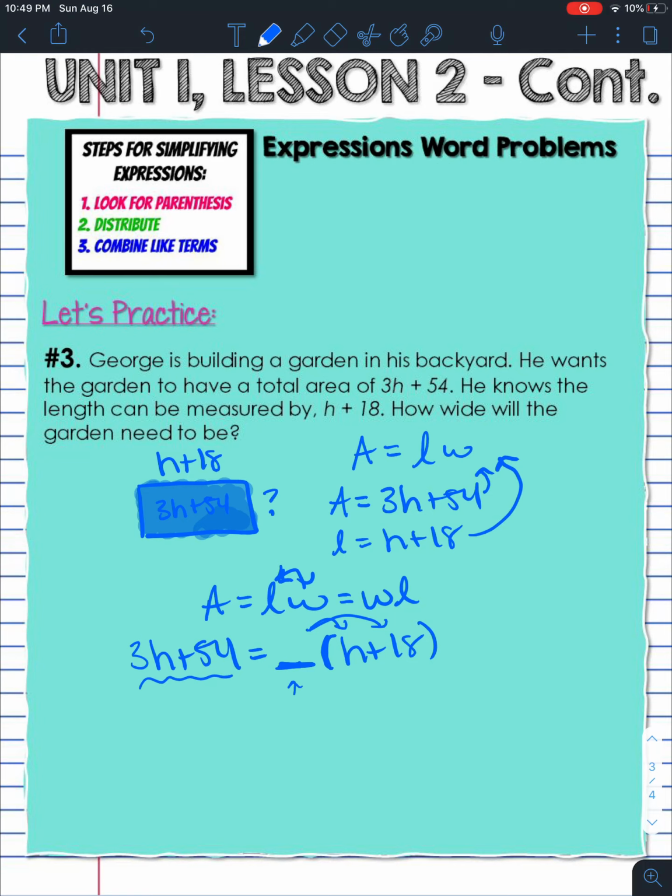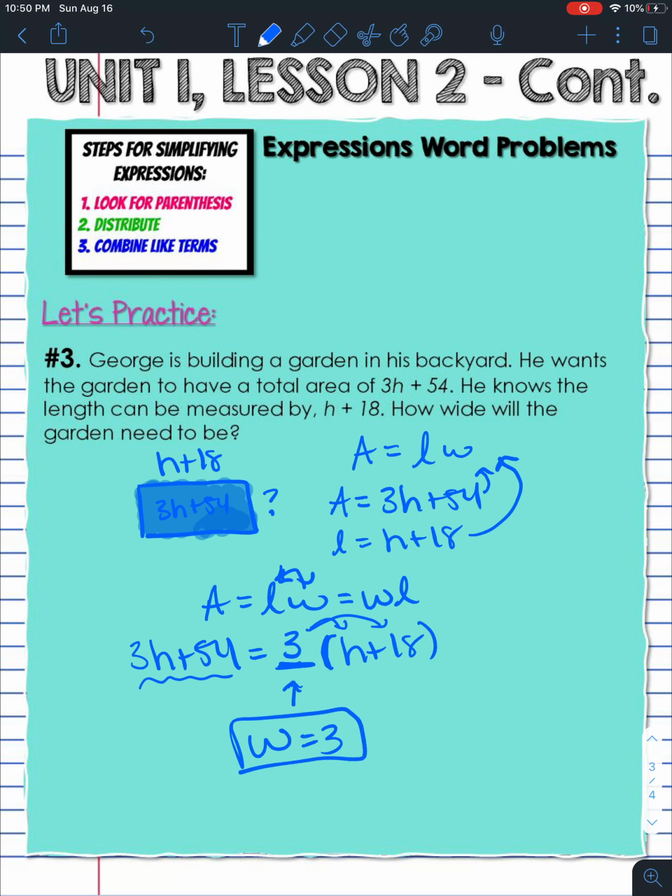So I need to stop and think. What do I have to multiply h by to get 3h? Well, it would have to be 3, right? 3 times h is 3h. So then does 3 times 18 give me 54? Yes, it does. So my width is going to be the thing I would have to multiply my length by to get to my area. And in this case, it would be 3. So I would say W is 3.